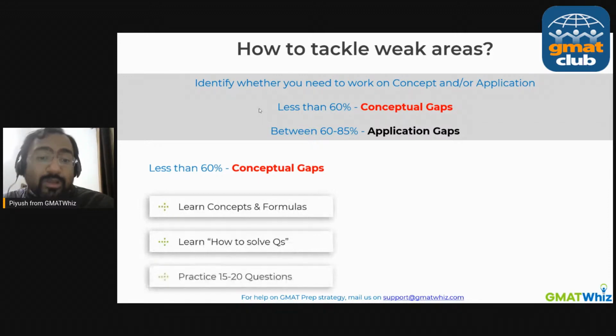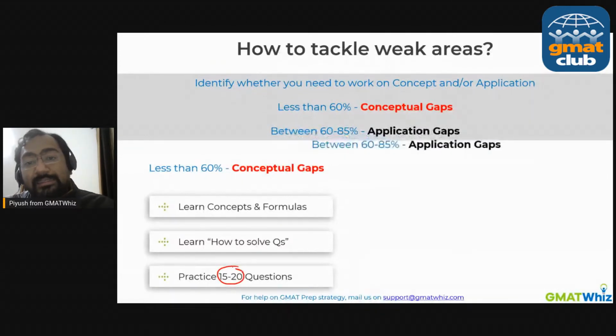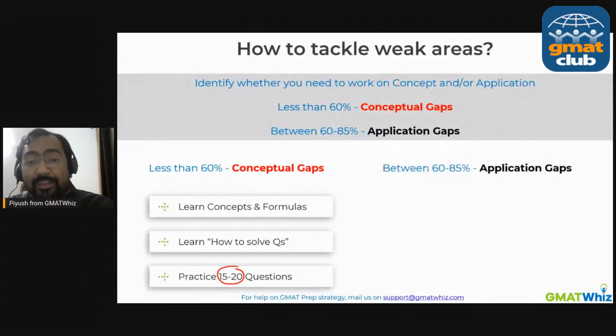Try to learn how to solve questions and then solve around 15 to 20 questions right away before you move forward to the next area. Make sure that you're confident, and feel free to change these numbers until you feel confident about your skills. All right. If your score is greater than 60 but less than 85, then you have application gaps in those.